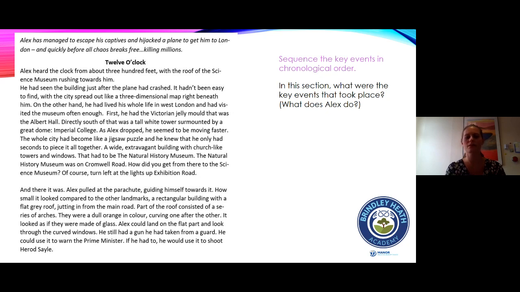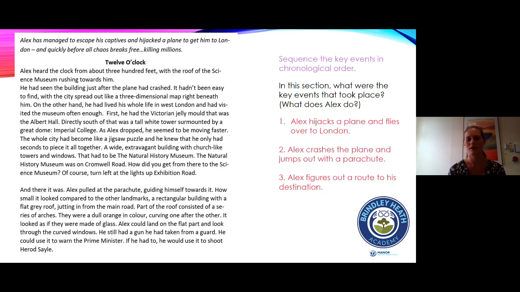A few more seconds and then I'll share with you the events that I picked out from this text. 5, 4, 3, 2, 1. So first of all, I put that Alex hijacks a plane and flies over to London. Now this part I retrieved in the top where it is in italics. That is still part of the text, even though it's before the title of the chapter. The second part was Alex crashes the plane and jumps out with a parachute. And then the third one is Alex figures out a route to his destination.